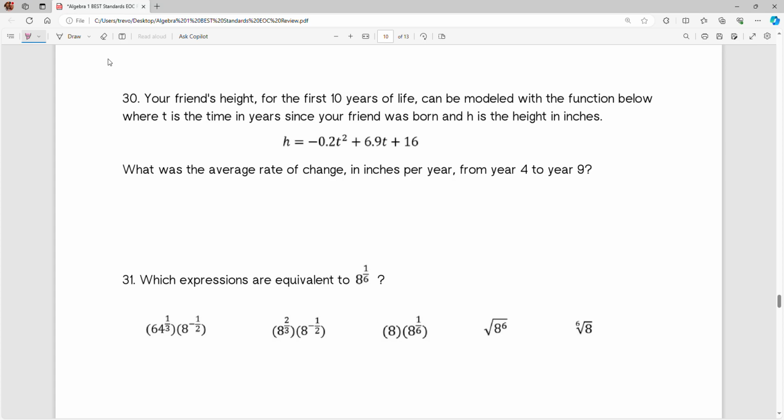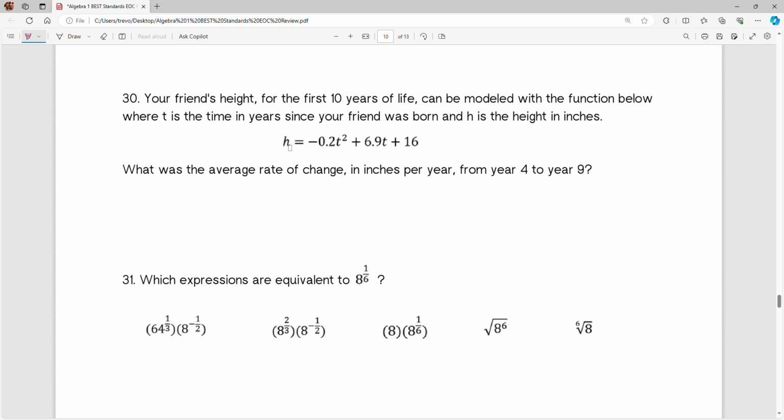We are on page 15 of our yellow packet, which is our Algebra 1 EOC Best Standards Test Prep Packet. And number 30 says, your friend's height for the first 10 years of life can be modeled with the function below, where t is the time in years since your friend was born, and h is the height in inches.